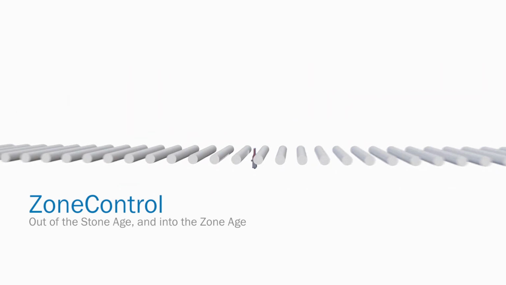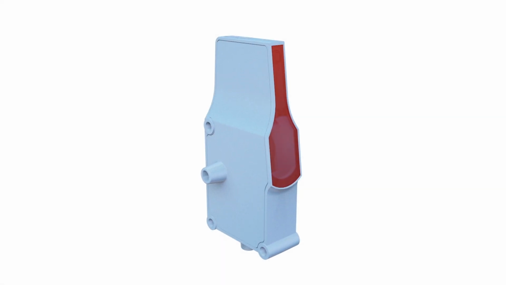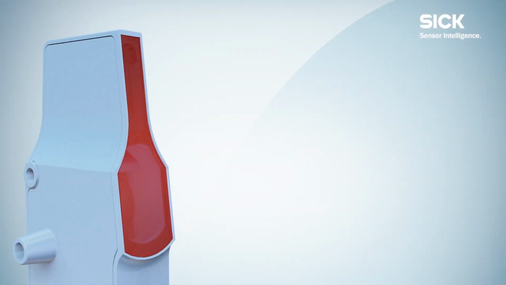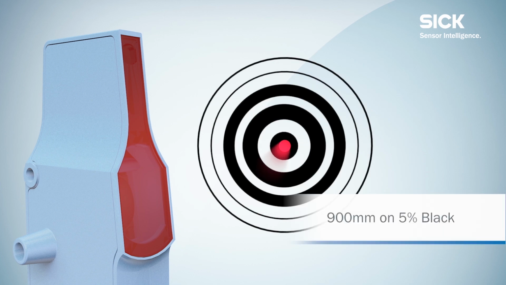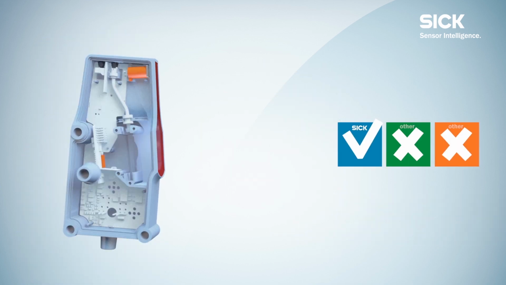He's quite sneaky, mounting between the rollers, the new R and IR sensors. With these sensors, our engineers haven't held back. The new R and IR sensors can detect black targets accurately at 900 millimeters, making them the most advanced sensors in their class.